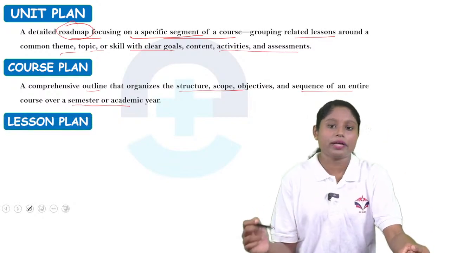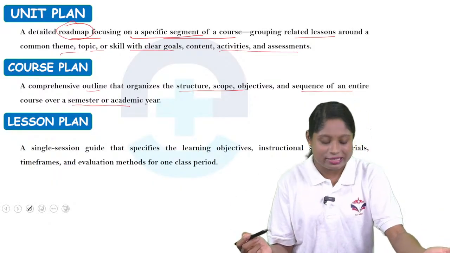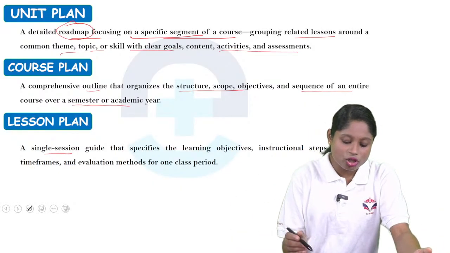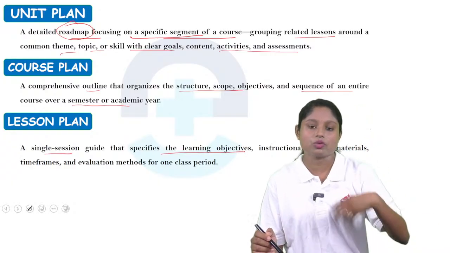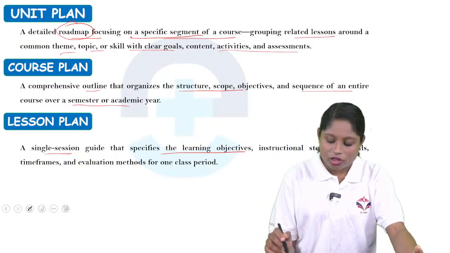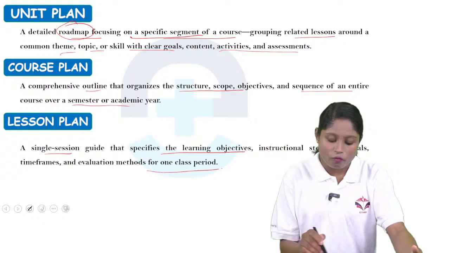Next is lesson plan. It's very common. You guys have already written lesson plans. So what is a lesson plan? It's a single section guide with specific learning objectives. So it's based on a single section. And it includes instructional steps, materials, time frames and evaluation for one class period.